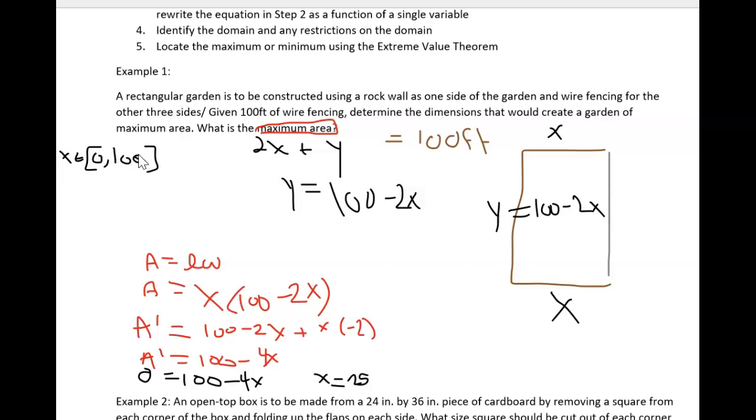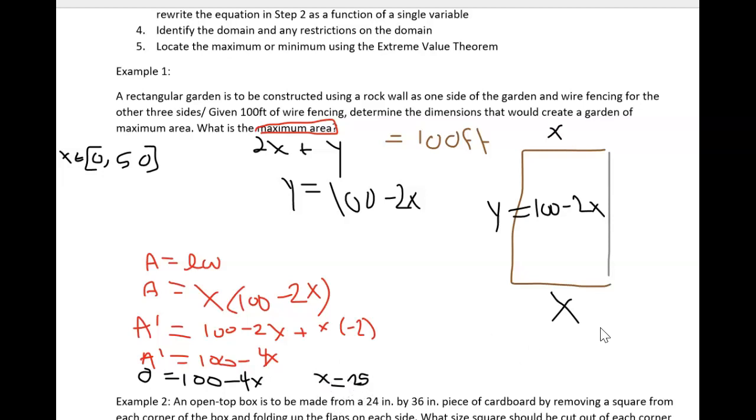since we're guaranteed to have at least 2 x's. But either way, if you make that 50 feet, you're still going to have an area of 0 because you can't enclose the space. So these endpoints represent minimums of the function. That means x equals 25 probably represents the maximum area.